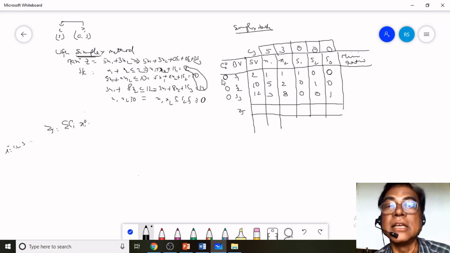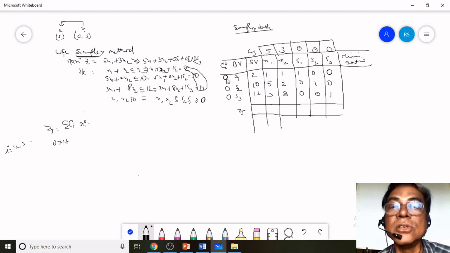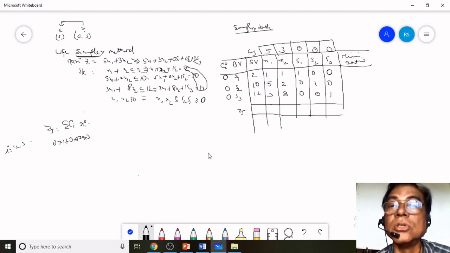It means that they take 0 into 1, where i is equal to 1. Suppose we say 0 into 1, take the first box value. So how to calculate this value? 0 into 1 plus, sigma means addition, 0 into 5 plus 0 into 3. So 0 into 1 plus 0 into 5 plus 0 into 3, all are equal to 0. So write down 0. Don't calculate the SV value.